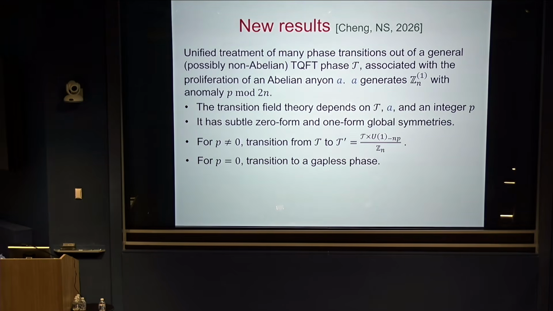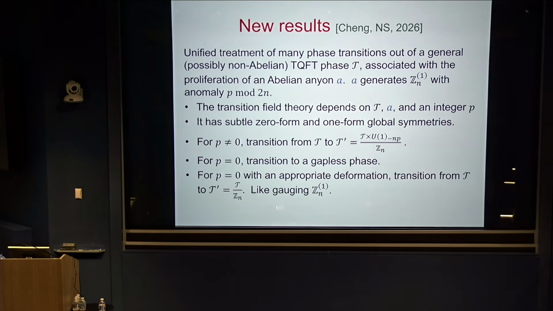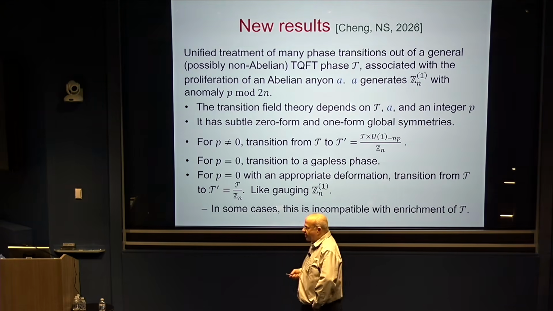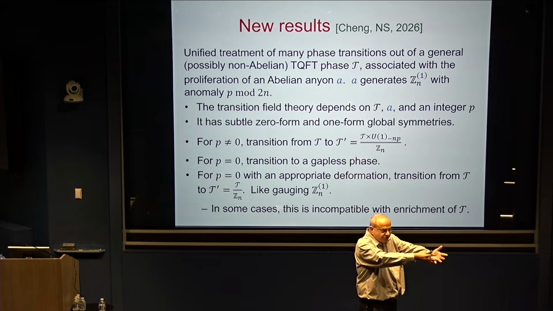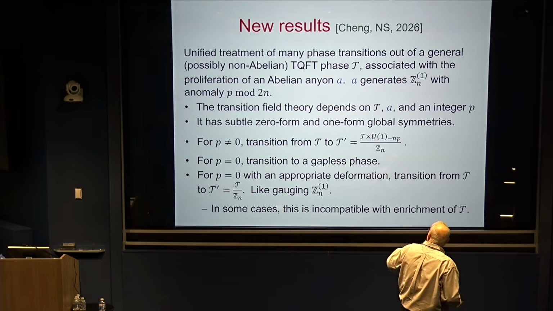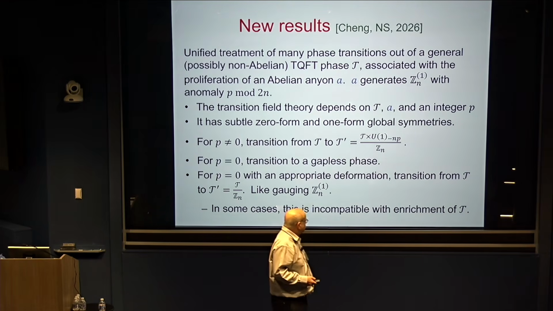And for p equals 0, if I just follow my nose, we get a 0 here. And therefore, we end up with a gapless phase, whether we like it or not. And if we deform the model with an appropriate operator, in this case, it gaps the other side. And this is very similar to the gauging of the one-form symmetry. And the last result is that in some cases, this is incompatible with enrichment. So even if you like these transitions and you like enrichment, or you have to face enrichment because it exists in the system you're interested in, it's important to know that these two things are incompatible with each other.